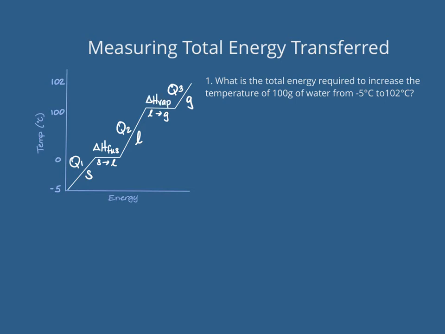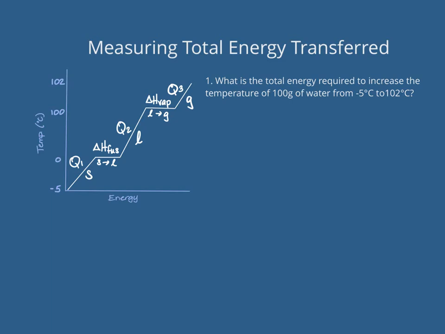So now I need to calculate each one of these pieces individually, and then if I take the sum of all of those pieces, that will give me my total energy required to increase my 100 grams of water from -5 degrees Celsius to 102 degrees Celsius. So let's start by calculating our molar heats, our delta H's, since we really haven't had a chance to practice with those. So the very first one on my graph is my delta H fus, my molar heat of fusion.